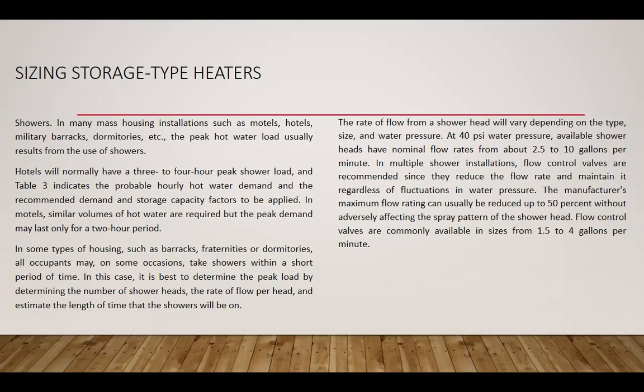At 40 psi water pressure, available shower heads have nominal flow rates from about 2.5 to 10 gallons per minute. In multiple shower installations, flow control valves are recommended since they reduce the flow rate and maintain it regardless of fluctuation in water pressure. The manufacturer's maximum flow rating can usually be reduced up to 50% without adversely affecting the spray pattern of the shower head. Flow control valves are commonly available in sizes from 1.5 to 4 gallons per minute.